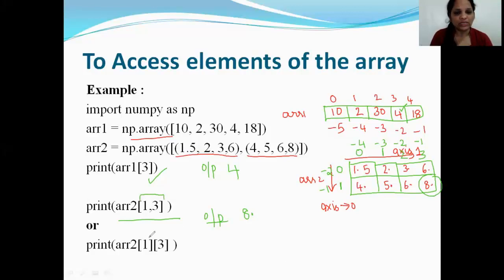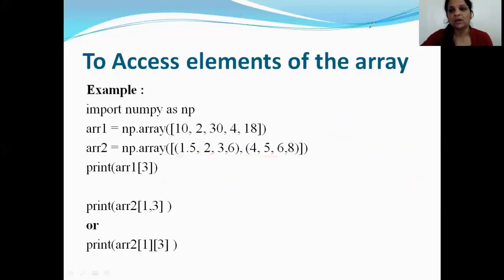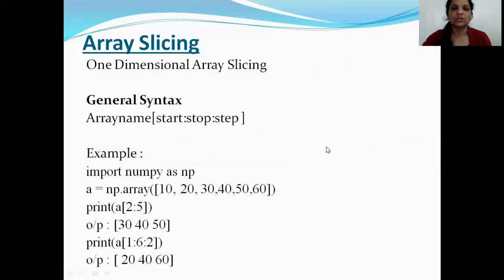Another way of doing it is you put individual square brackets for specifying the indexing of axis 0 as well as axis 1. So this is the way we access elements of a one-dimensional array or a two-dimensional array. Is that clear? Okay, now let's talk about a very important thing which is called array slicing.